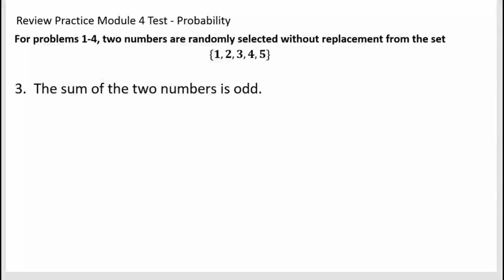Question 3, we're still drawing 2 numbers from our list of 1 through 5, and this time they want the sum of the 2 numbers to be odd. Then you might start thinking, wait a minute, sum means I'm supposed to add these numbers together, and then I've got to think about, if I add 2 odds, I get an even, or if I add an even and an odd, I get an odd. You might start thinking of all those things, but it should remind you of the dice. Remember, we did the sum of dice?